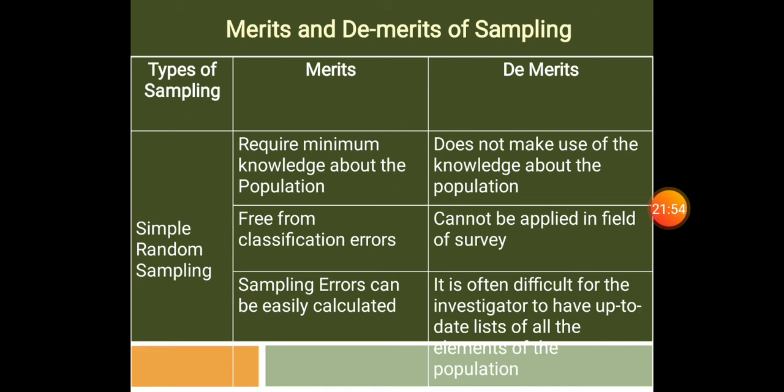It cannot be applied in field surveys. What is happening in field surveys? In field experiments and field surveys, the population is heterogeneous. If the population is heterogeneous, of course we cannot apply simple random sampling. It is often difficult for the investigator to have an up-to-date list of all the elements of the population. If we are going to have a study today or tomorrow or in the coming month, it is very difficult for us to get the data as of now from a particular population. Again, that is a demerit of simple random sampling.